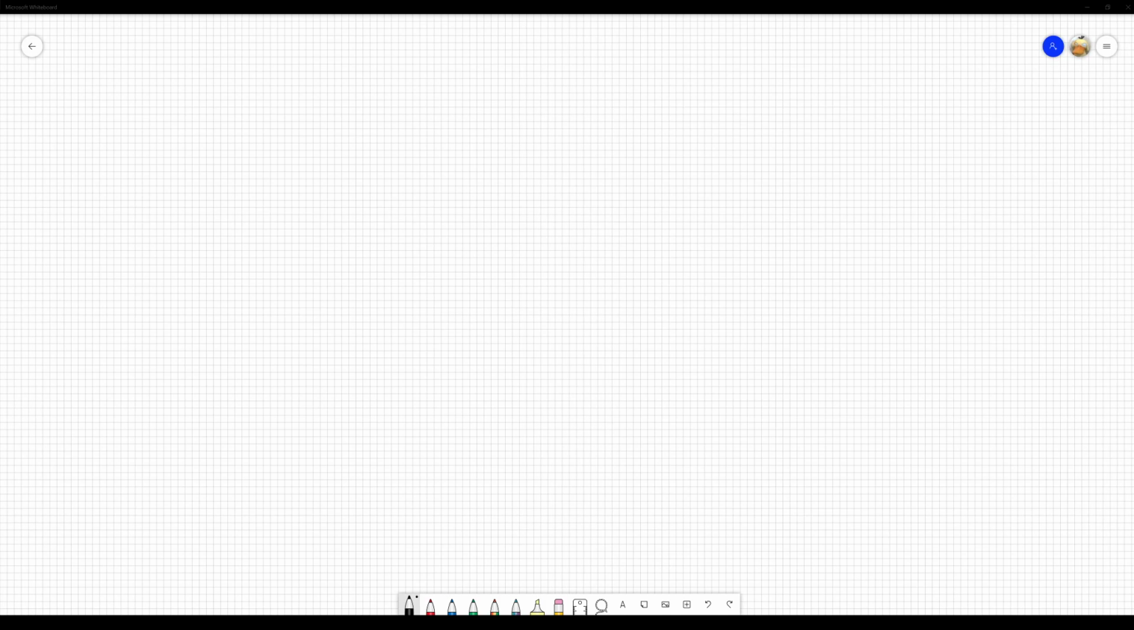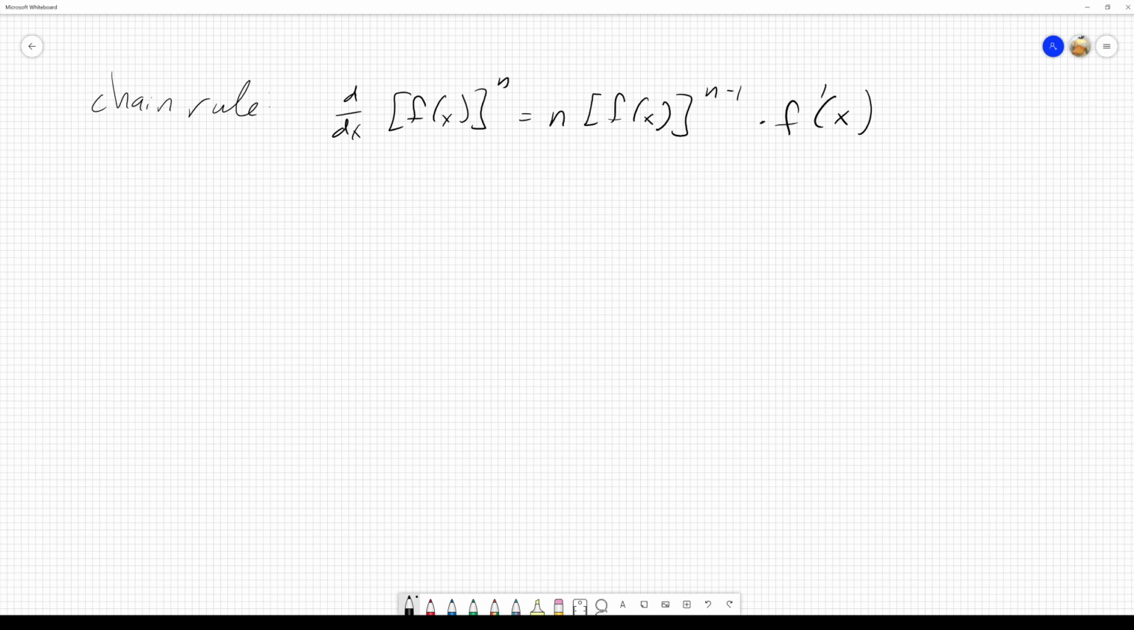Alright, so I want to talk about the chain rule. So the basic idea behind the chain rule is if I take the derivative of some function raised to a power, then I can sort of apply the power rule to it, except then I need to multiply by the derivative of the function.